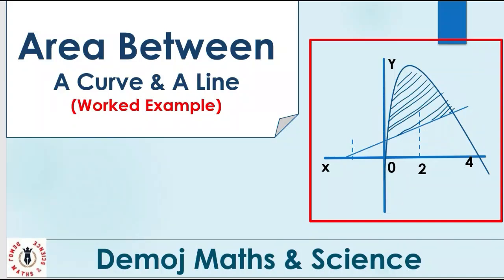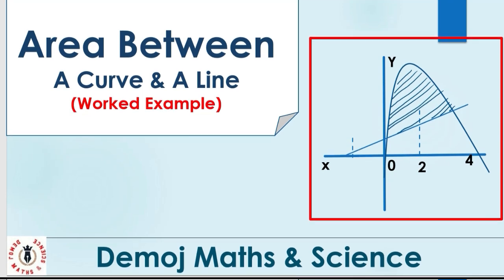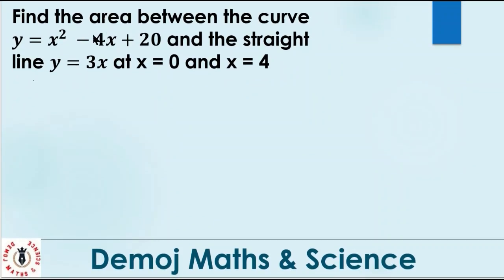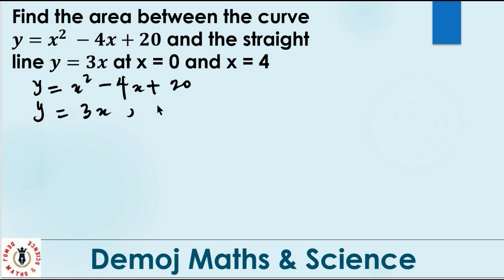We'll take a worked example to help us understand how to find the area between a curve and a straight line. That said, let's get into class. Our worked example says that we should find the area between a curve. The curve is given as y equals x squared minus 4x plus 20, and the line is given as y equals 3x. Both of them intersect at x equals 0 and x equals 4.